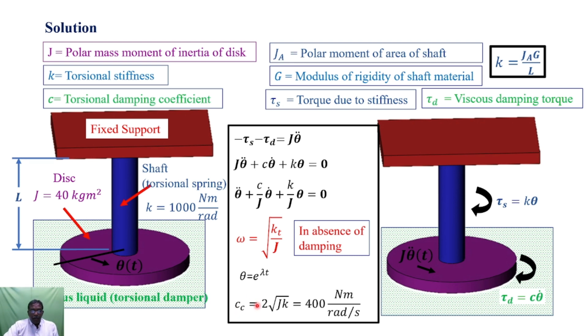The critical damping coefficient is equal to 2 square root of Jk. From the given values of J, the polar mass moment of inertia, which is 40 kg per meter square, and k, which is 1000 Newton per meter, I can obtain the critical damping coefficient, which is 400 Newton meter per radian per second.